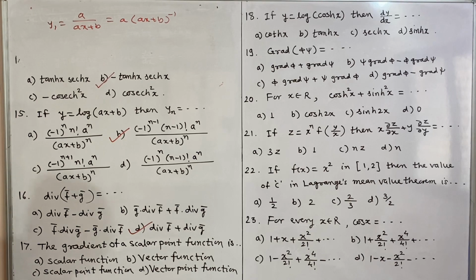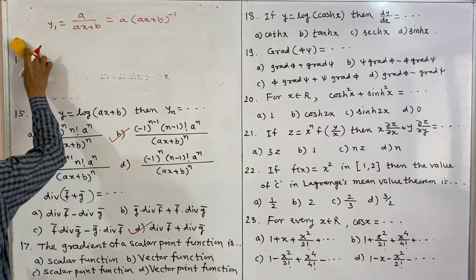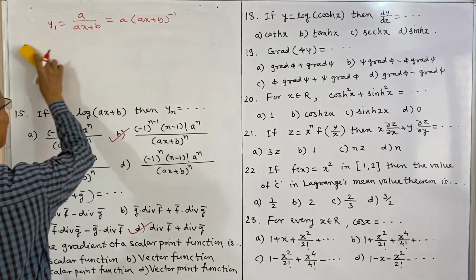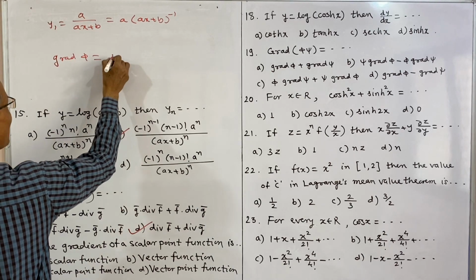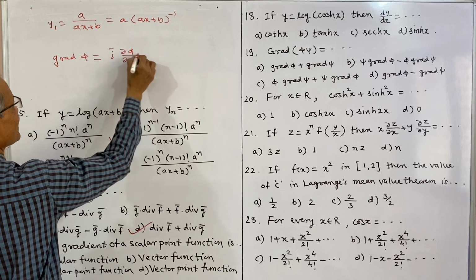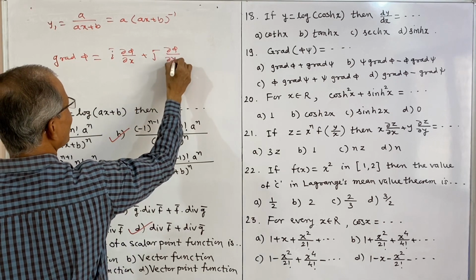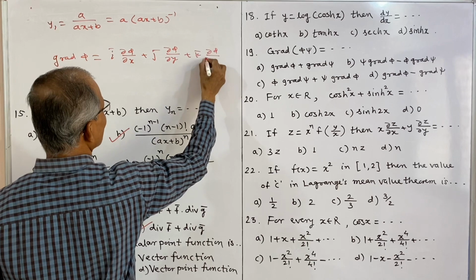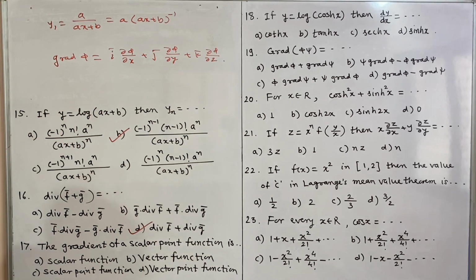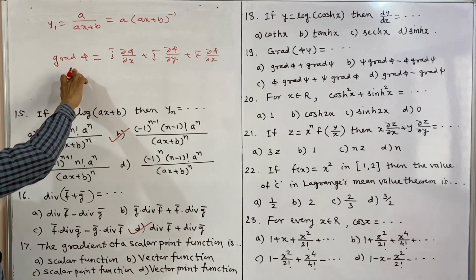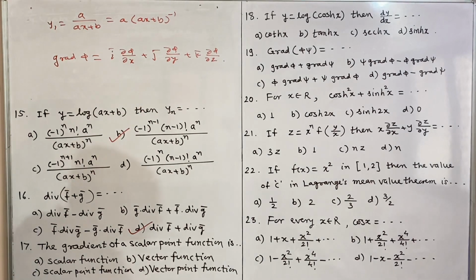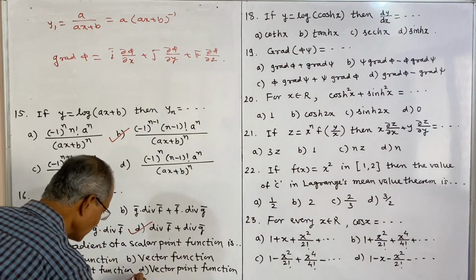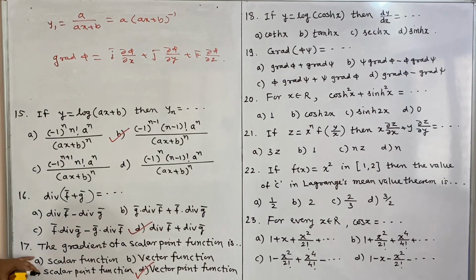The gradient of a scalar point function is, and we know the gradient is defined like this: gradient phi is i dou phi by dou x plus j dou phi by dou y plus k dou phi by dou z, which is certainly a vector function, a vector point function, because if a gradient at a point is asked, then we will get the gradient at that point as a vector, and therefore it is a vector point function. So this is the correct alternative for this question.